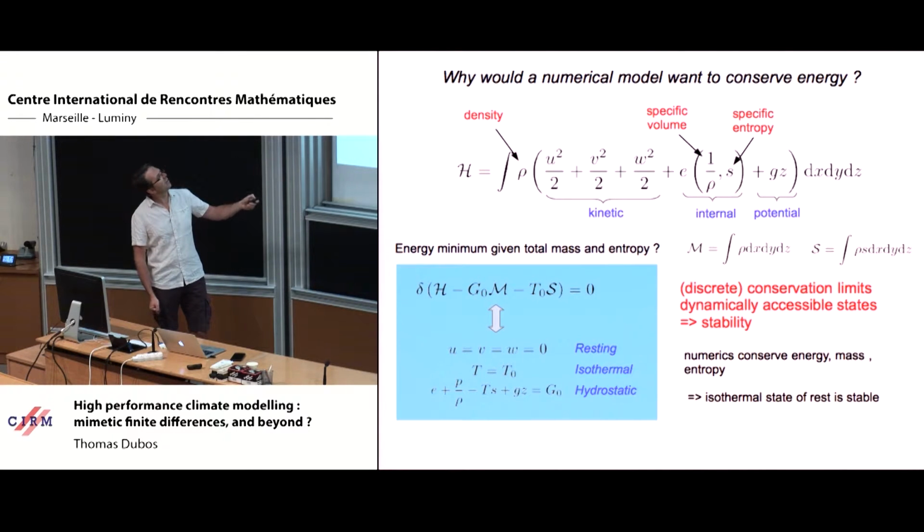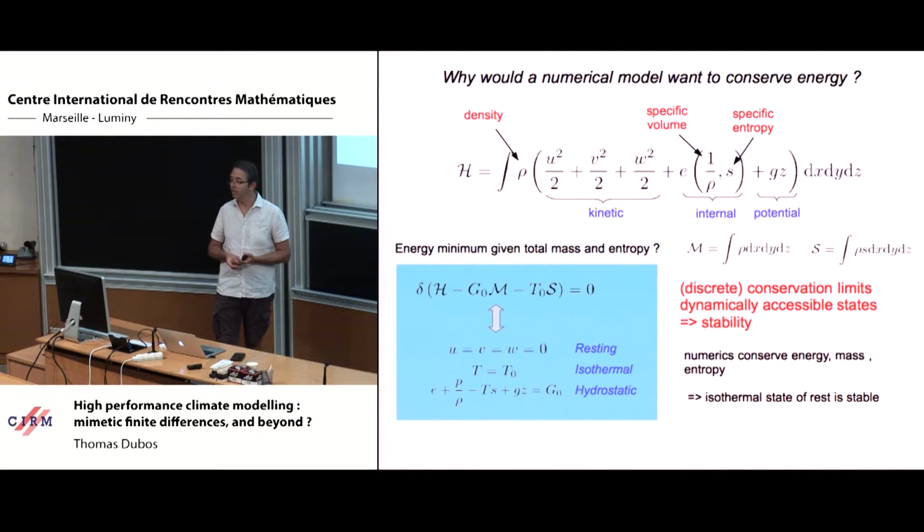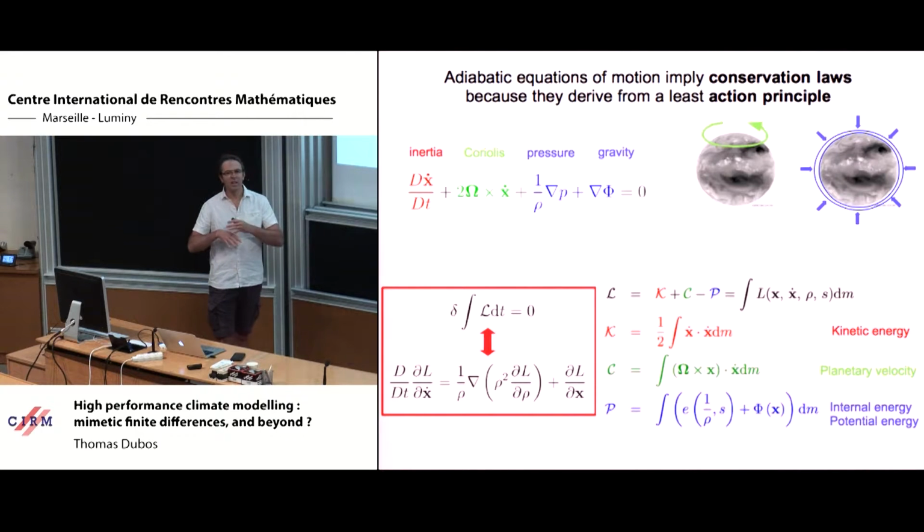The thing is, this doesn't really have any interesting minimum. But if you have other conserved quantities like total mass or total entropy, you can form what is called a pseudo-energy, which now has an interesting minimum. If you preserve all these three quantities, you can demonstrate that any isothermal state of rest is stable. Physically it is stable, but numerically it will be stable as well. So it gives you some stability guarantee for your model, which means that discrete conservation laws will create limits to what the model can do. Even if it makes errors, these errors will remain within certain physically realizable states.